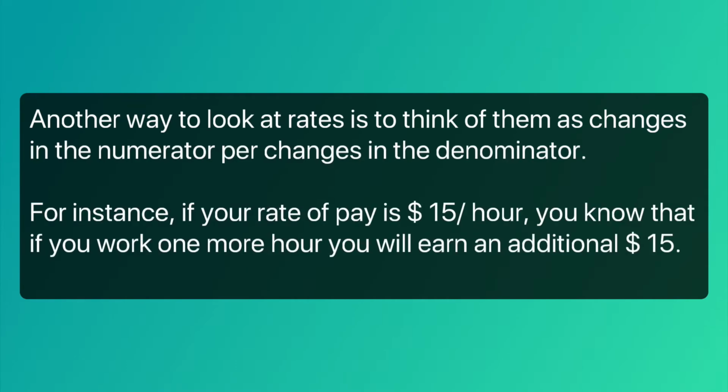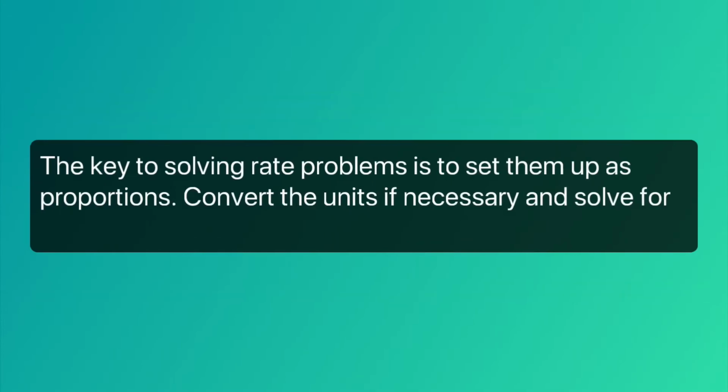Another way to look at rates is to think of them as changes in the numerator per changes in the denominator. For instance, if your rate of pay is $15 per hour, you know that if you work one more hour, you will earn an additional $15. The key to solving rate problems is to set them up as proportions, convert the units if necessary, and solve for the unknown value.